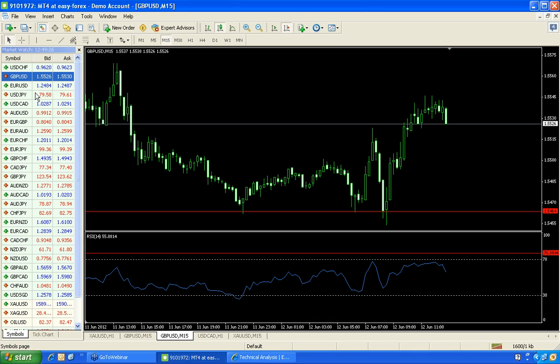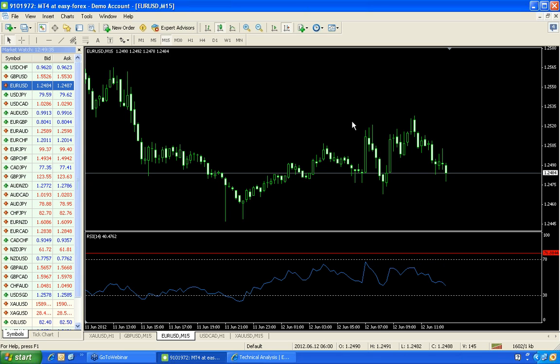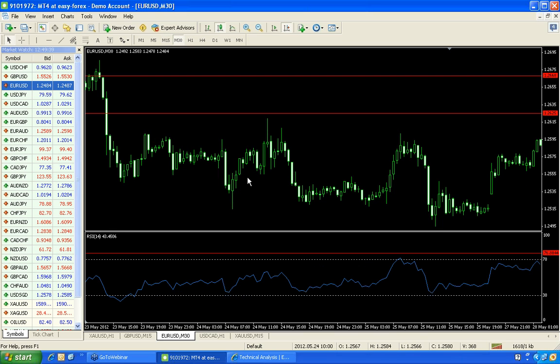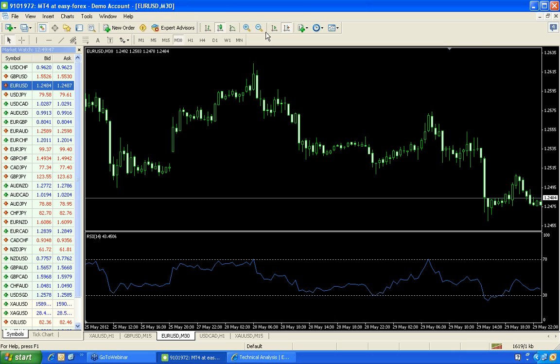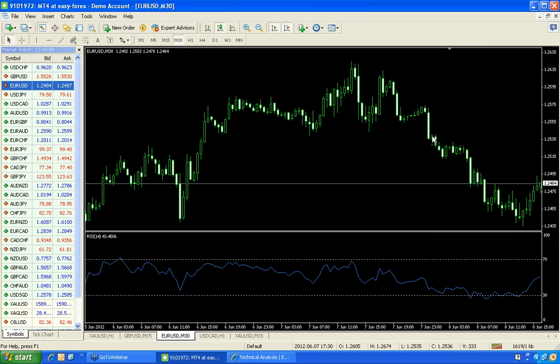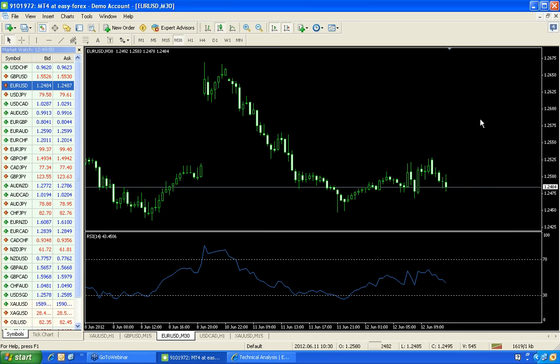So let us look at dollar CAD, or sorry, euro dollar. Let's have a look at euro dollar first. I'm looking at a 30-minute now. So this is a 30-minute candlestick chart. Just get rid of these lines, so we just got a clear sheet to start with. So I've got my euro dollar chart here, and I've got my RSI here.